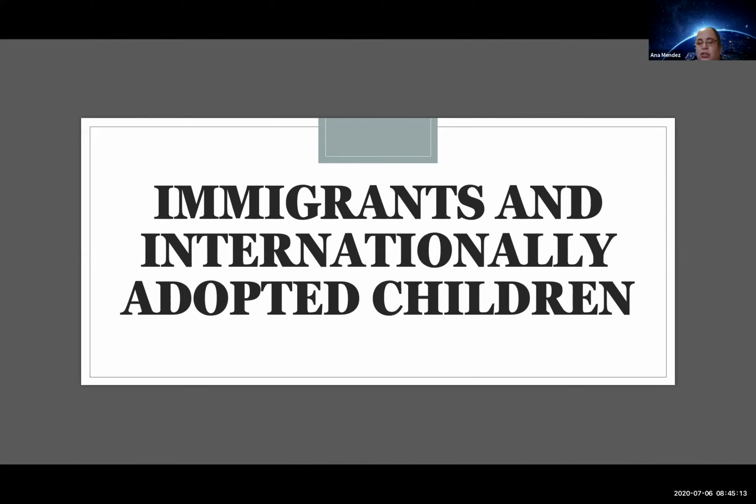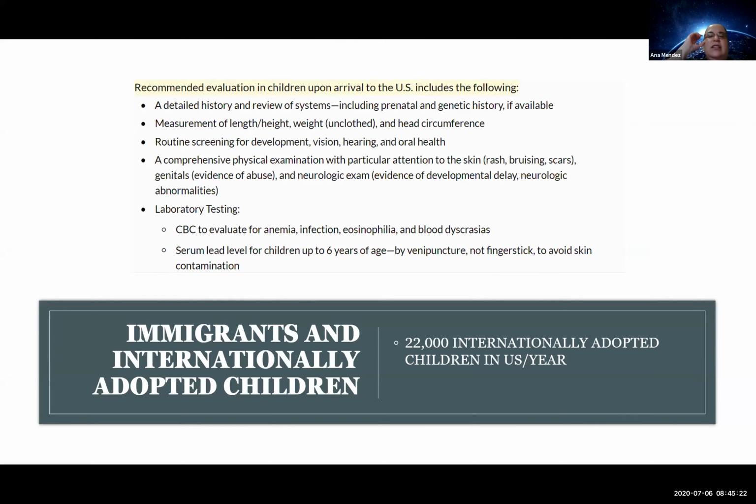Immigrants and internationally adopted children. We don't have a lot of international adopted children. We have a lot of immigrants every single month in our clinic. Okay. So recommended evaluation of children upon arrival to the U.S. includes the following: a detailed history and review of systems, including prenatal and genetic history, if available; measurement of length, height, weight, and head circumference, with head circumference in those who are less than 3; routine screening for development, vision, hearing, and oral health; a comprehensive physical examination, with particular attention to the skin, looking for rashes, bruising, scars, evidence of abuse; and a neurologic exam, looking for evidence of developmental delay and neurologic abnormalities.